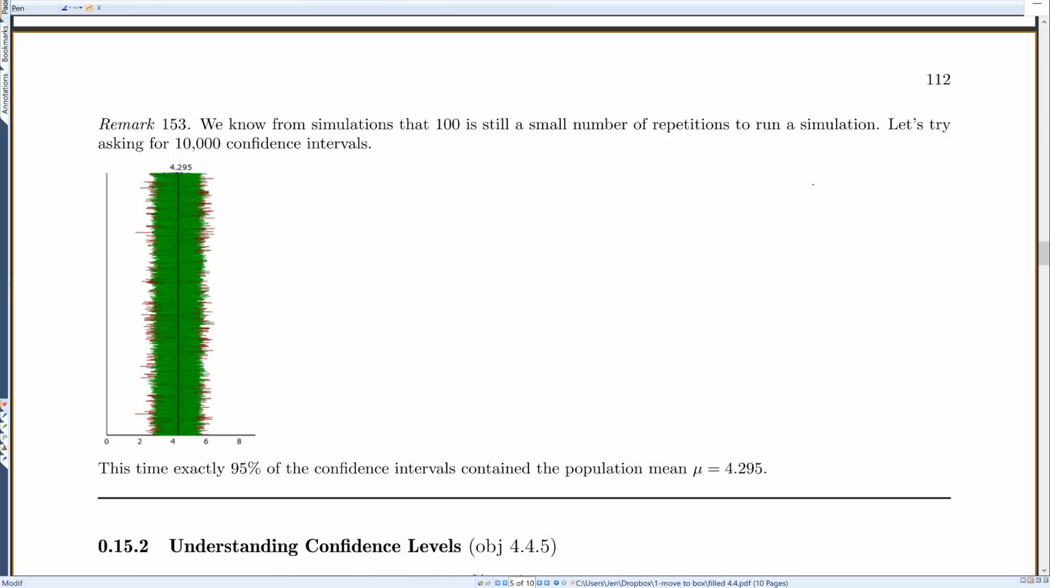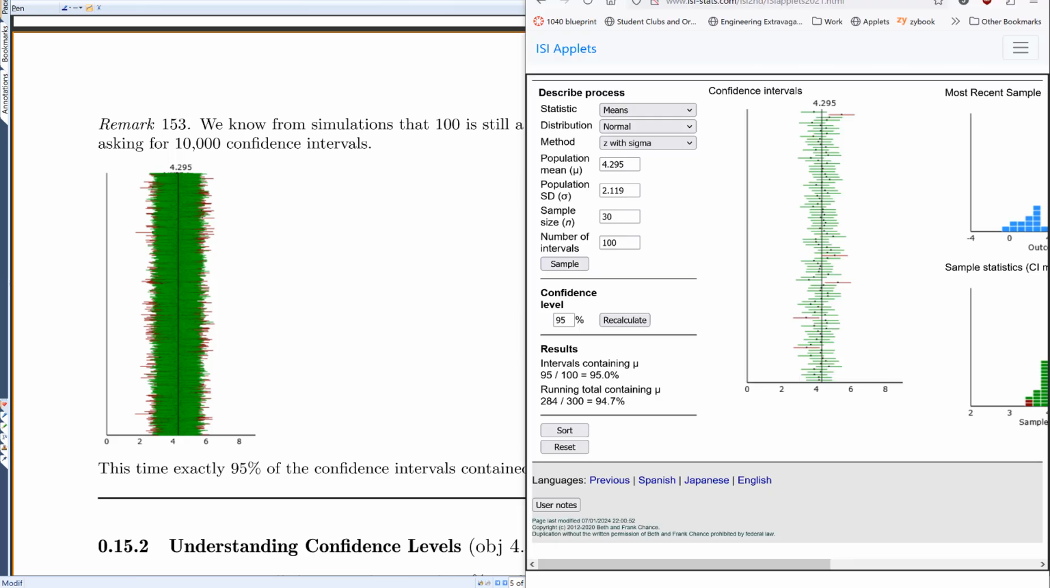So let's try asking for 10,000 confidence intervals. So I asked for 10,000, and this is what it looks like. It's actually showing me 10,000 different intervals, even though it just looks spiky. This time, exactly 95% of my confidence intervals actually contained the population mean mu.